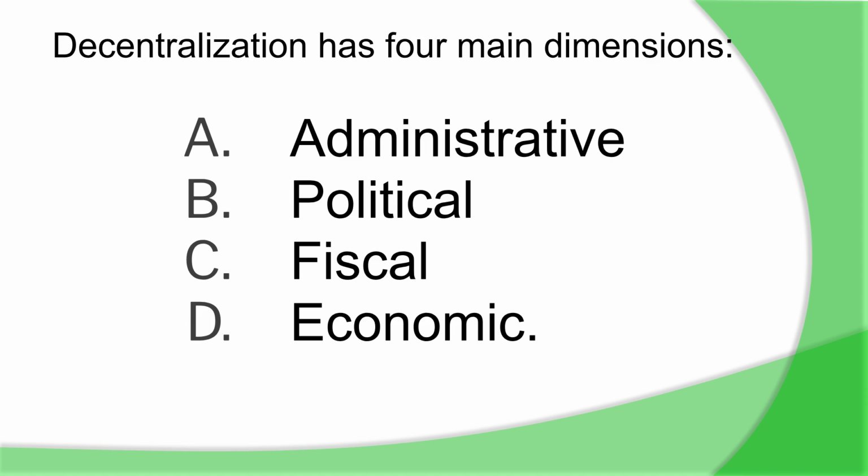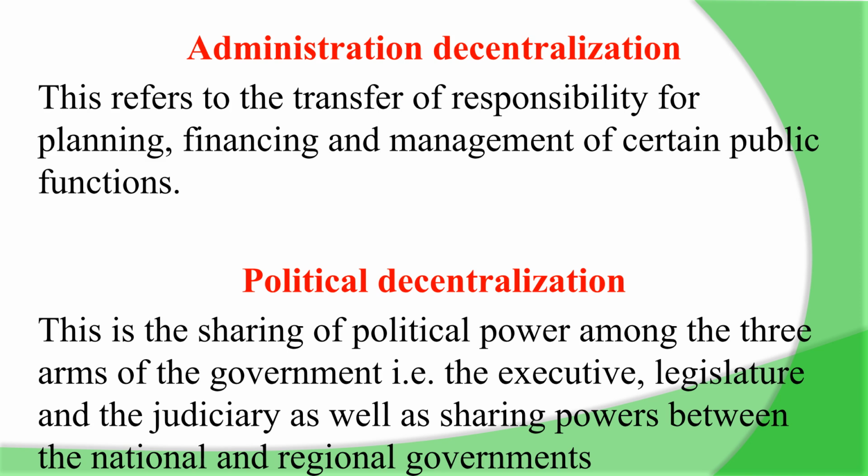Decentralization has four main dimensions. These are administrative, which involves the transfer of responsibility; political, which is the sharing of power; fiscal, relating to financial transfers; and economic, concerning market and private sector involvement. Administrative decentralization transfers responsibility for planning, financing, and managing public functions. Political decentralization is the sharing of political power among the executive, legislature, and judiciary, and between national and regional governments.